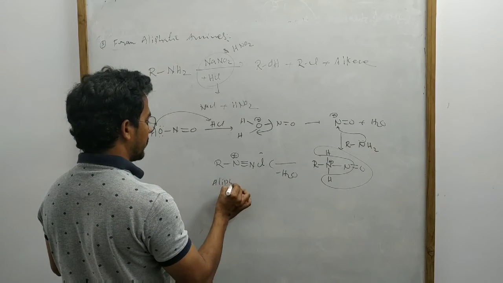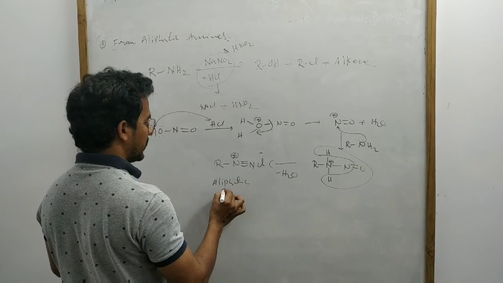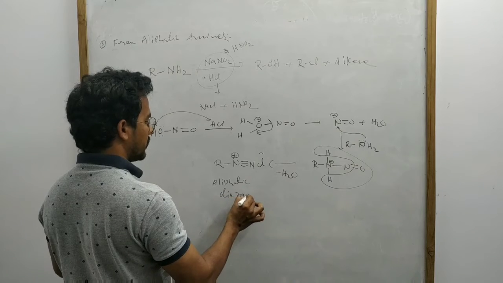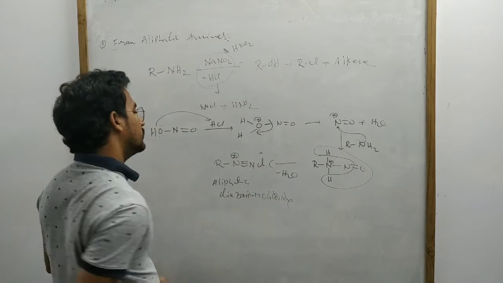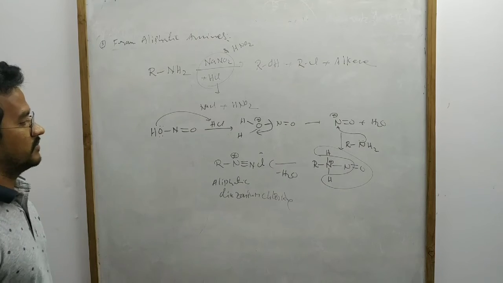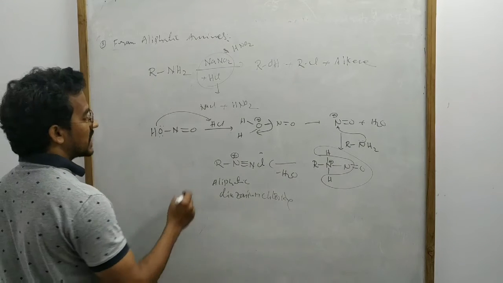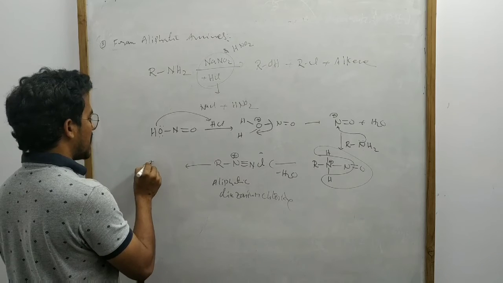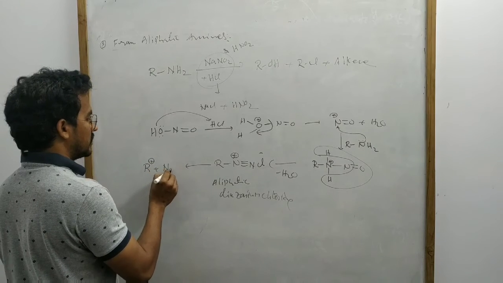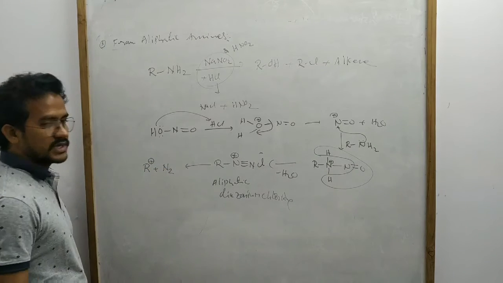This is aliphatic diazonium chloride. Now this aliphatic diazonium chloride is very unstable, and it dissociates to R plus and N2.